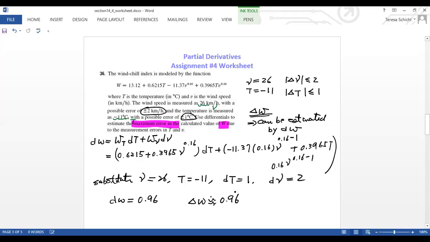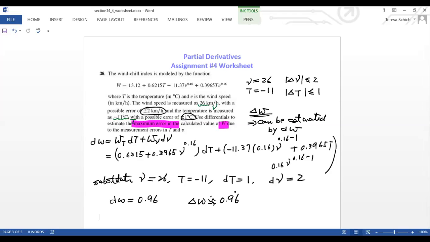That means my wind chill index maximum error is going to be 0.96. When I'm measuring the wind chill index, it could be plus or minus about 1. So I can estimate a little bit more or a little bit less, right? Due to my measurement error from the wind speed and the temperature there.